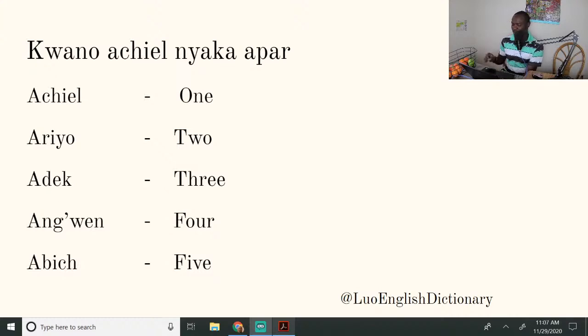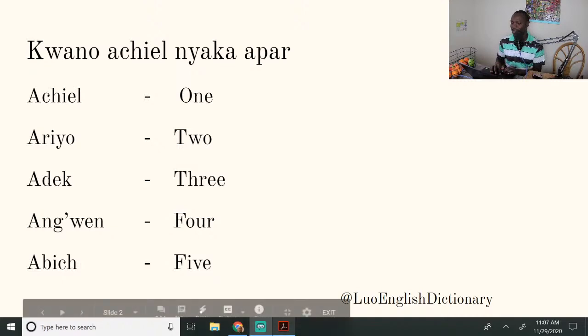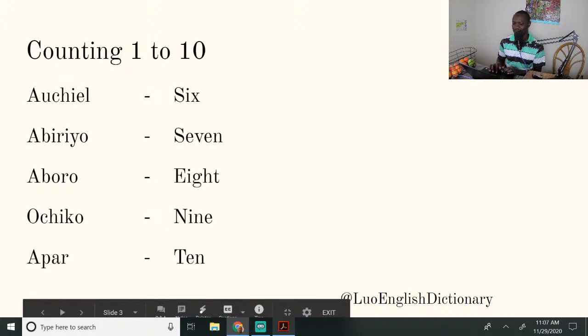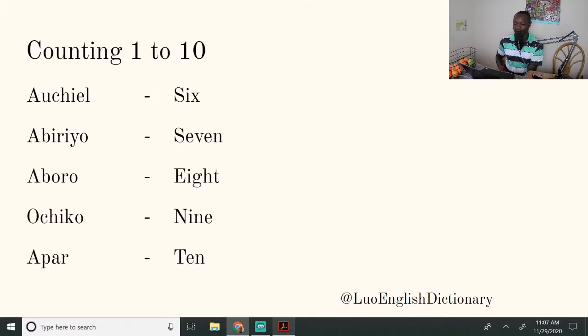Auchiel is 6. Abiriyo, 7. Aboro, 8. Ochiko, 9. Apar, 10. So 1 through 10 is very easy because those are one of the first things that you learn when you're learning the Luo language.